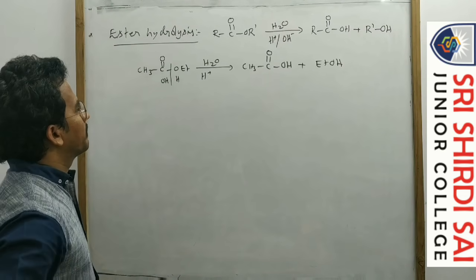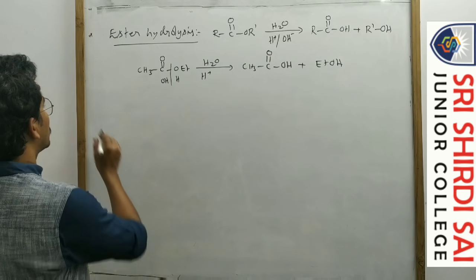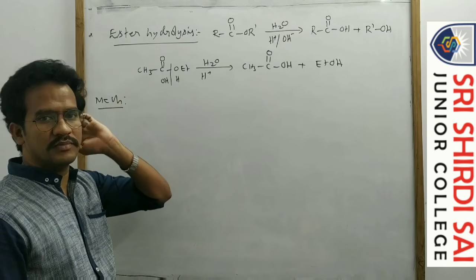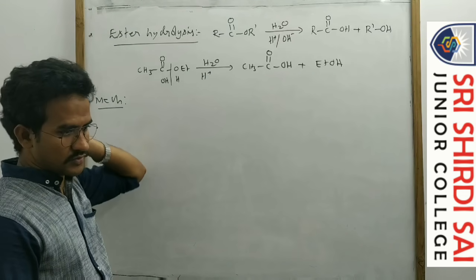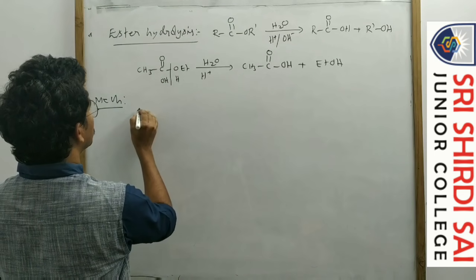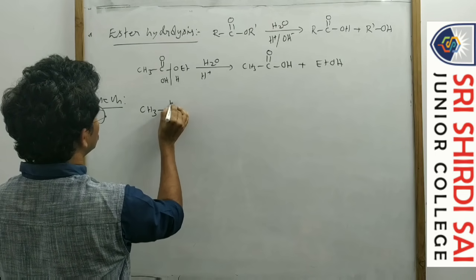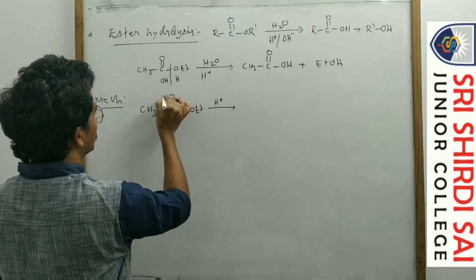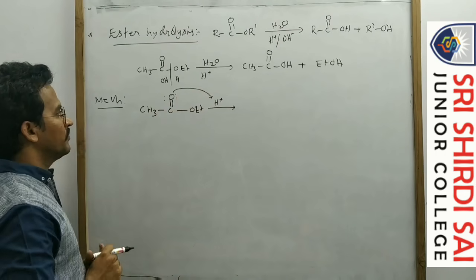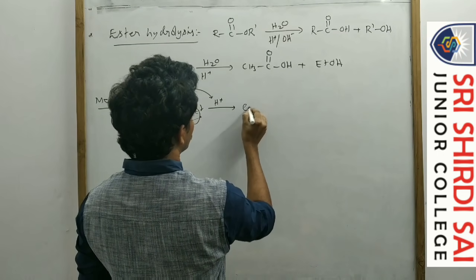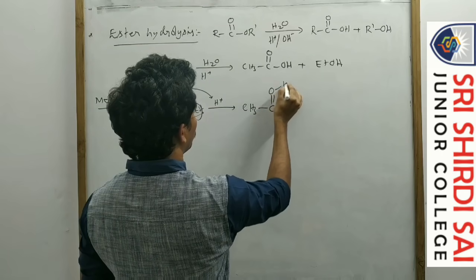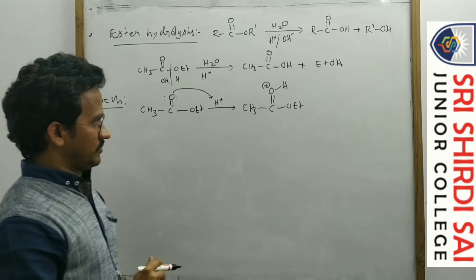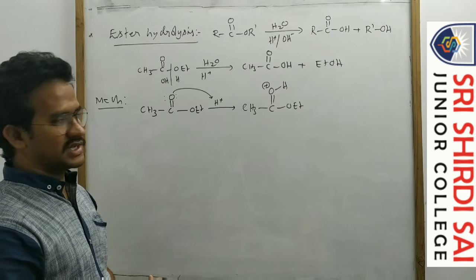So what is the mechanism of this reaction in the presence of acid medium? First, CH3 C double bond O, here Et. In the presence of acid medium, protonation of this oxygen takes place. So here CH3 C double bond O plus here Et. In this case, the acid is acting as a catalyst.